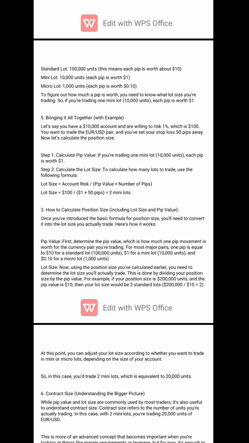You understand? Now to figure out how much a pip is worth, you need to know what lot size you are trading. So if you are trading one mini lot, that's 10,000 units, each pip is $1. So for every move in that particular pair that you are trading, every move is $1. So you have to know how much distance you want to engage in terms of the stop loss.